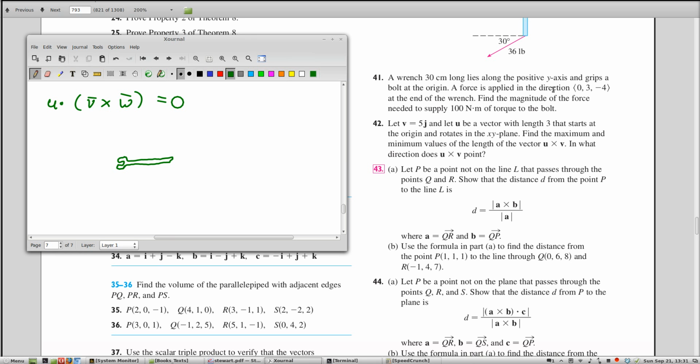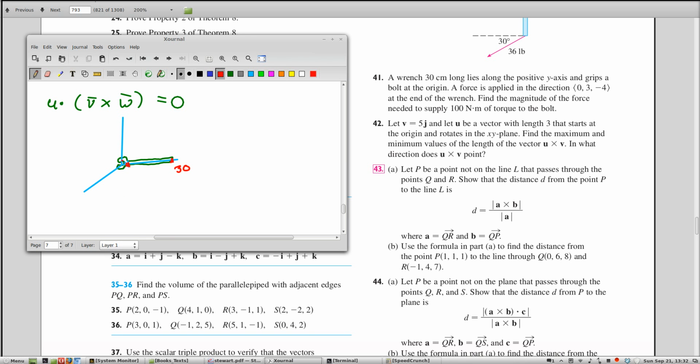A force is applied in the direction. So they're talking about a three-dimensional coordinate system, so it might help with our visualization if I added that to the picture. There's Z, there's X, and here's Y with the wrench going along Y, and they're saying a force is applied in the direction 0, 3, 4. So I guess those are supposed to be in centimeters. So 3 compared with 30 is actually not very much. It's going to be like right there. So this is going to be 30 on the y-axis. This is going to be 3 on the y-axis, and on the z-axis we're going down to minus 4.